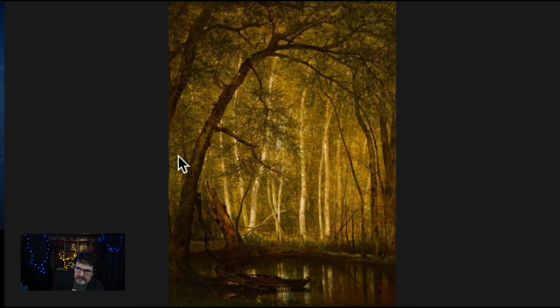So once again, this is a painting from an artist associated with the Hudson River School, Thomas Worthington Whittredge, and his years were 1820 to 1910. And the title of this painting is The Old Hunting Ground.